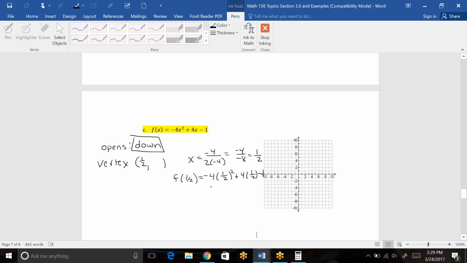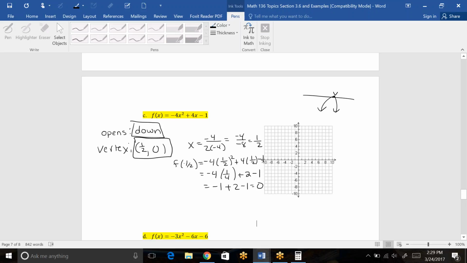Square that would be 1 times 1 and 2 times 2, so that would be 1/4. 4 cut in half would be 2. 4 and 4 cancel here, so that just leaves me -1. This actually ends up being 0. So our vertex is actually an X-intercept. Now, interesting thing to note, if your parabola touches the x-axis, and this one's supposed to be opening down, it can only touch the x-axis once if it's the vertex. So I will show you how to find the x-intercept in a minute, but if the vertex ever is an x-intercept, it's the only one you're going to have.